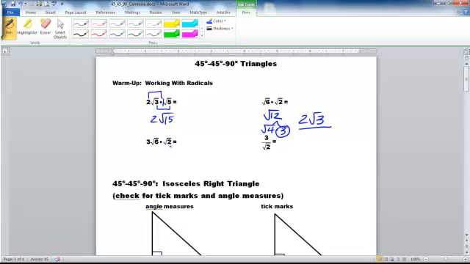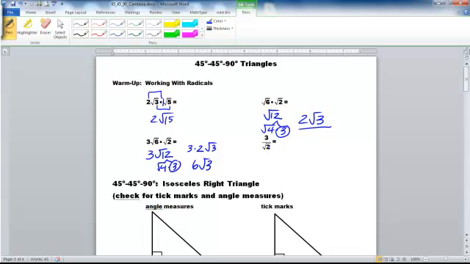We've got 3 root 6 times root 2, so we've got 3 root 12. And again, 12 is 4 times 3. And the square root of 4 is 2, so 2 comes out, but there's already a 3 out there. So now I end up with 3 times the 2 that comes out, and then root 3, and 3 times 2 is obviously 6, so 6 root 3.